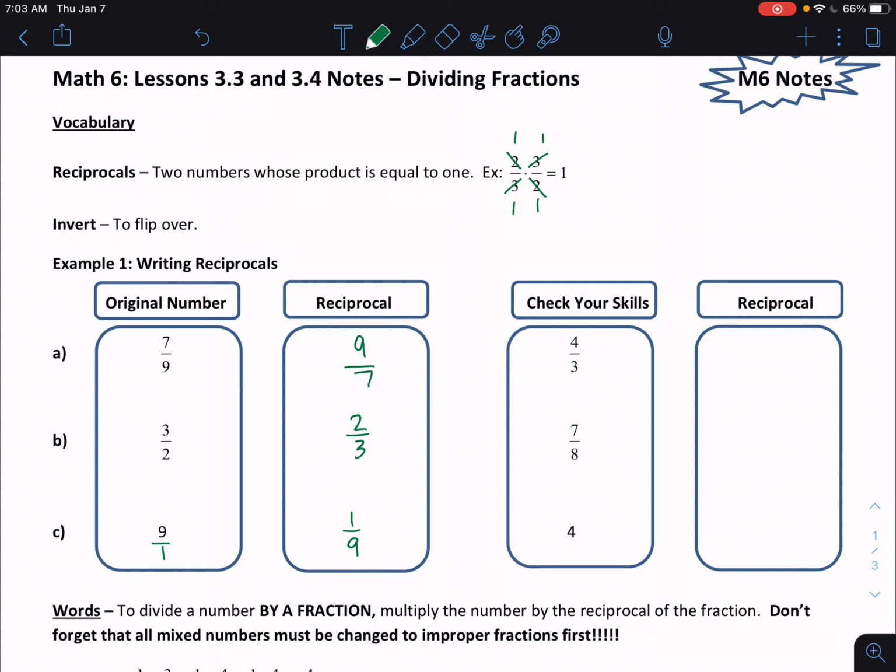So what I would like you guys to do at this point is pause the video and then go ahead and practice the other 3. And then when you press play on this video, the answers will be there. You can check your work.